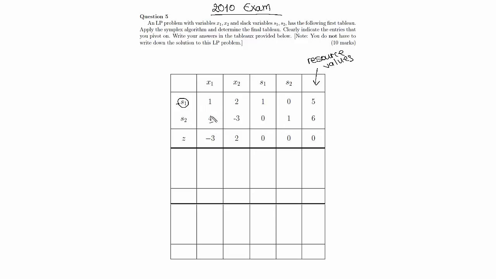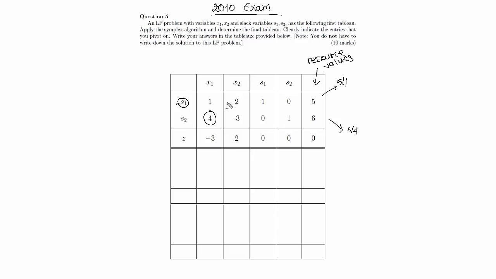And these are the coefficients that we're going to consider. So we'll have 5/1, and this will be 6/4, which is just 3/2. So the smallest of these ratios will indicate the entry that we would pivot on. So since 6/4 is a smaller positive ratio, then 4 is our entry. And we can now start applying the simplex algorithm.